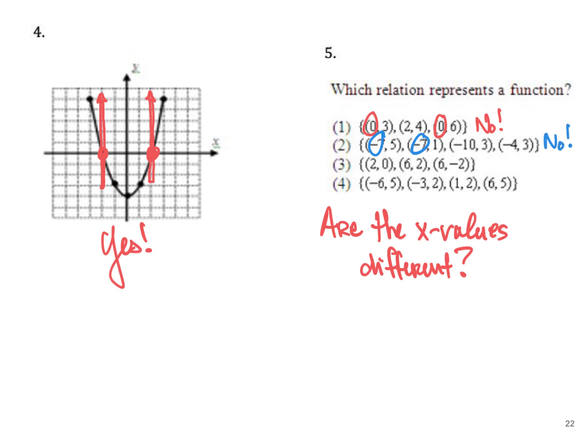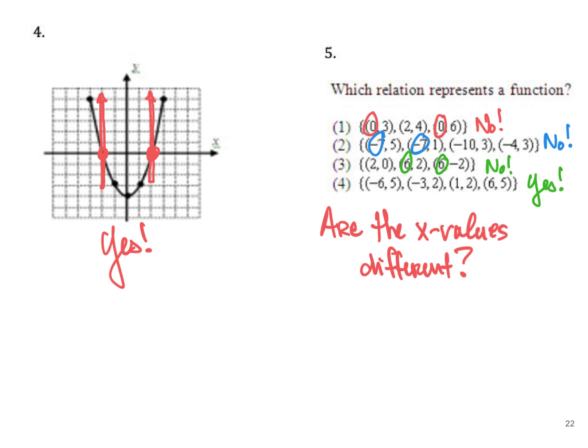No. Let's look at number 3, 2, 6, and 6. Are all the x values different? No. And then let's look at the last one, -6, -3, 1, and 6. Are all the x values different? Yes. This is -6. This is +6. So is this a function? Yes.